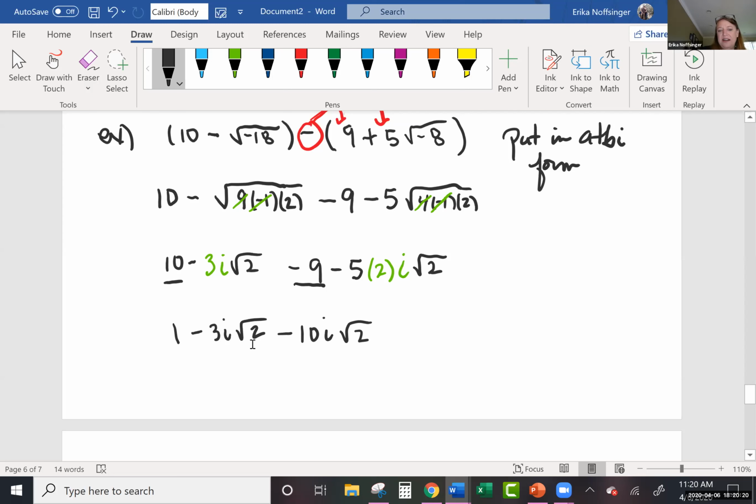So looking at this, I notice these are both like terms because they both have an i outside of the radical. They both have a square root of 2, same index. And so we can combine like terms. So a negative 3i root 2 minus a 10i root 2. So negative 3 minus 10. So this is 1 minus 13i root 2.